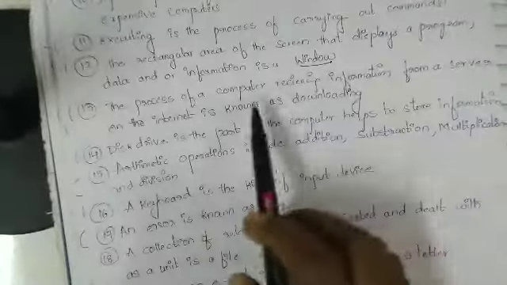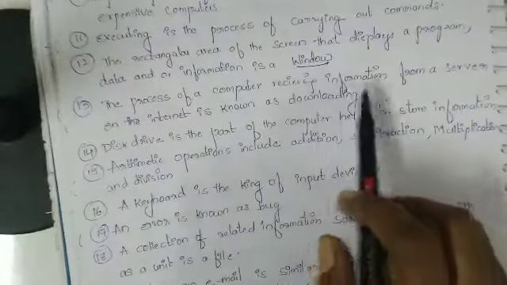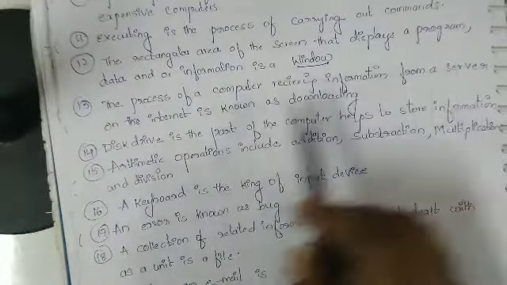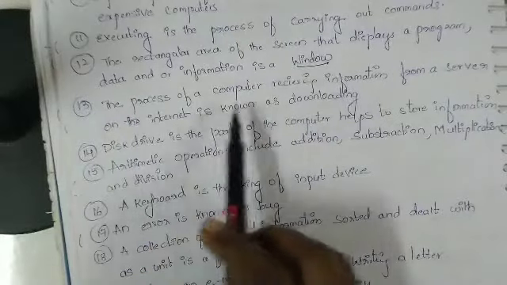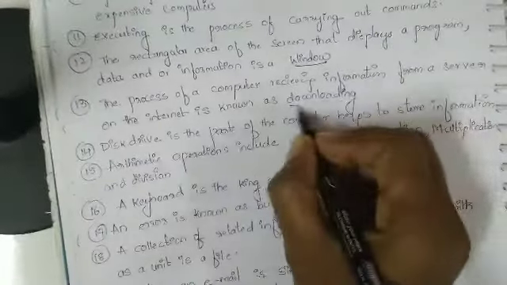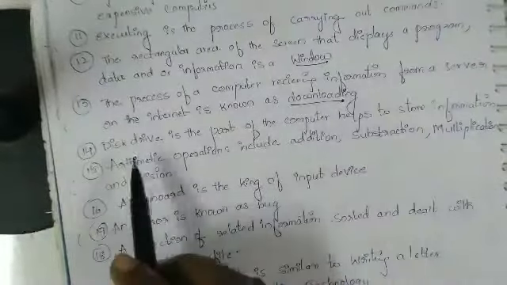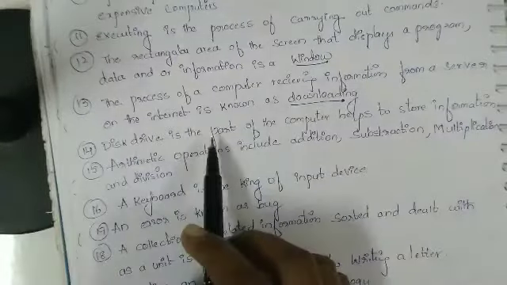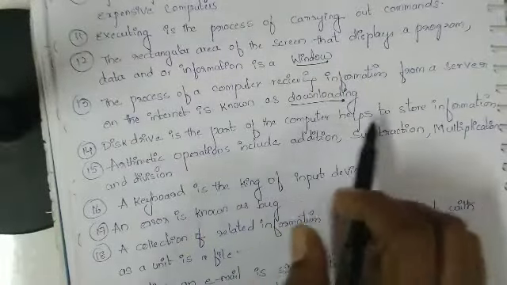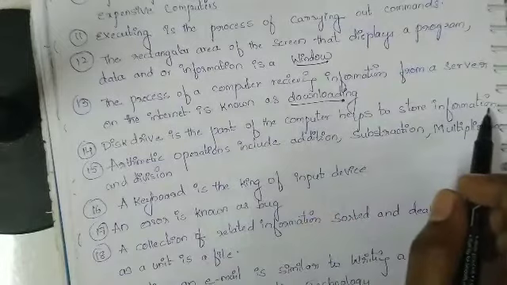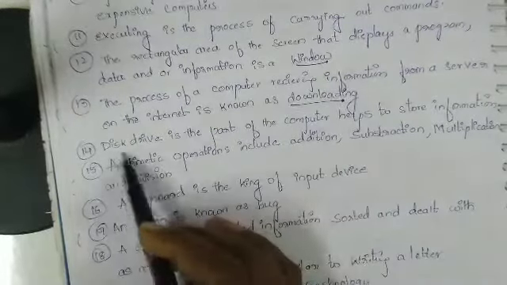The process of a computer receiving information from a server on the internet is known as downloading. Disk drive is the part of the computer that helps to store information.